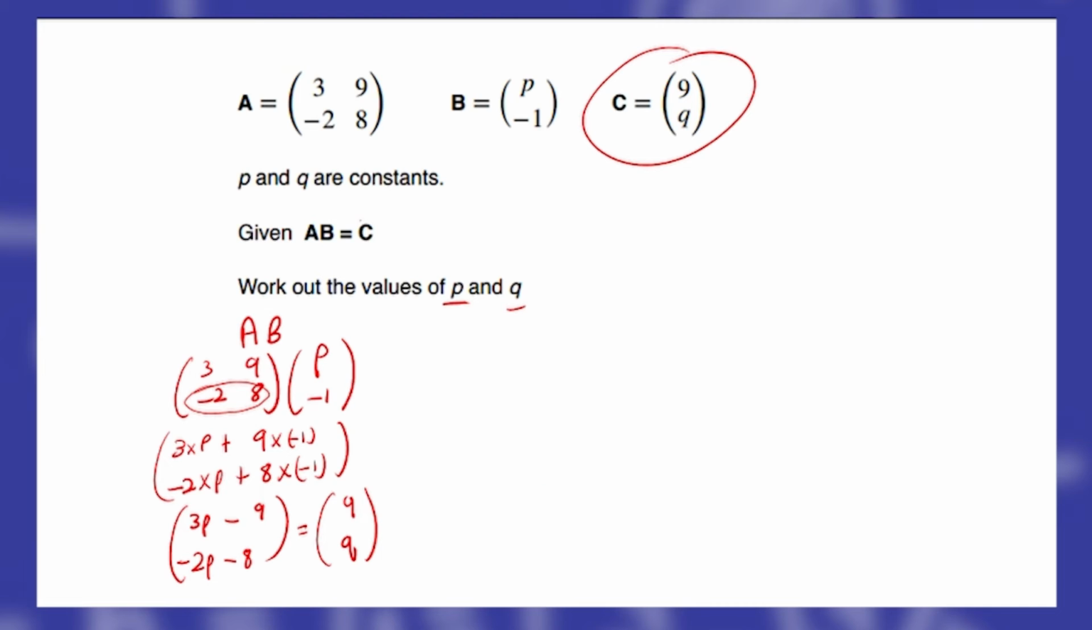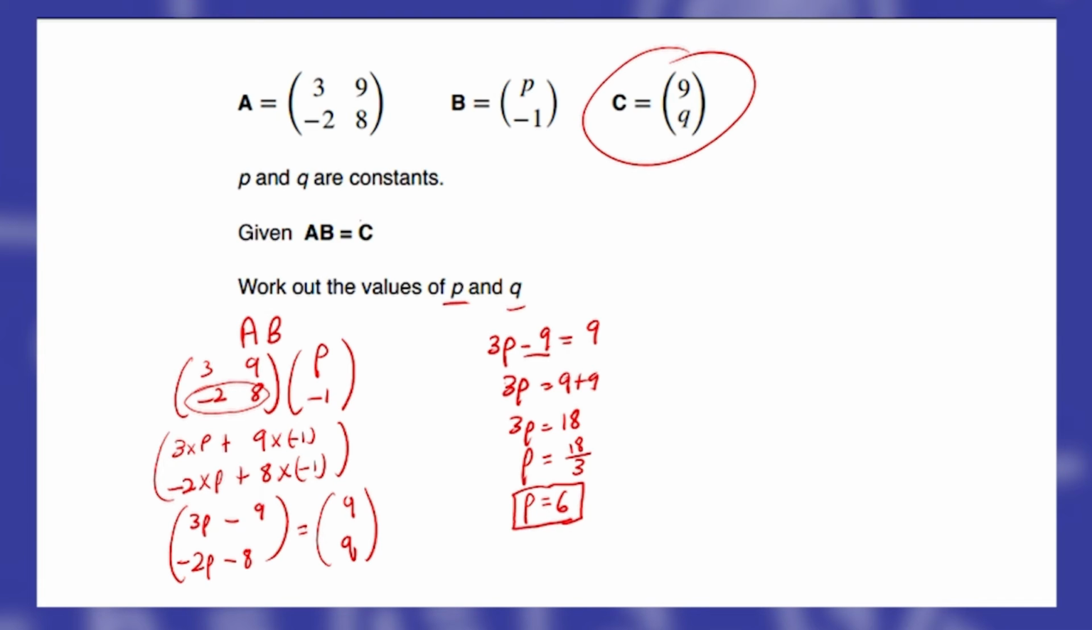So let's equate that and solve for p. For the first one, we have 3p minus 9 is equal to 9. So we can solve for p here. 3p will be equal to, so this 9 is subtracting, we take it over to add. So 9 plus 9, hence 3p is equal to 18. P is equal to, 3 is multiplying, so we take it over to divide. So 18 divided by 3. Hence p would be equal to 6. So the value of p is equal to 6.